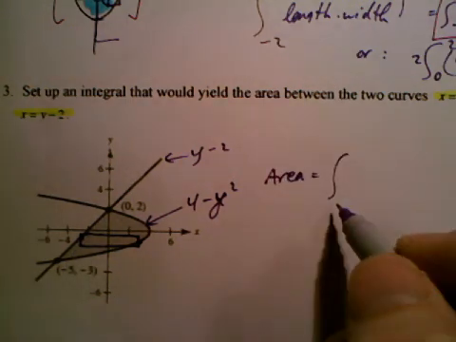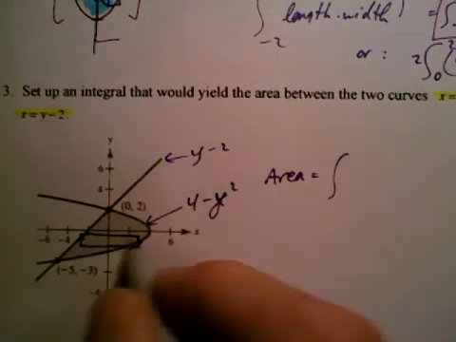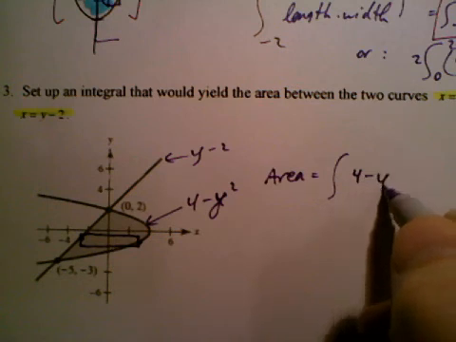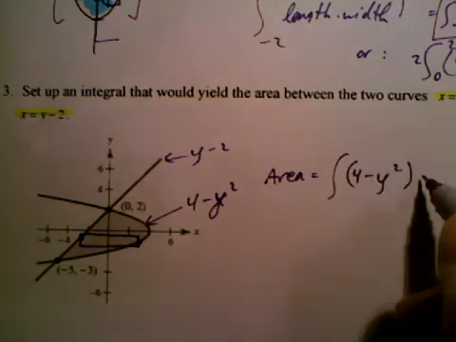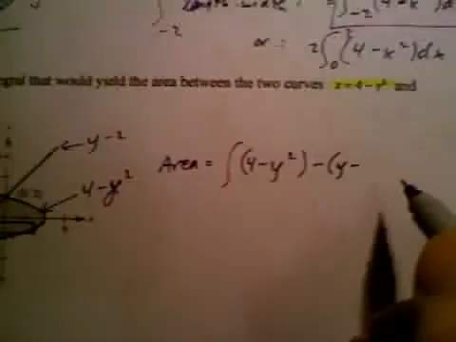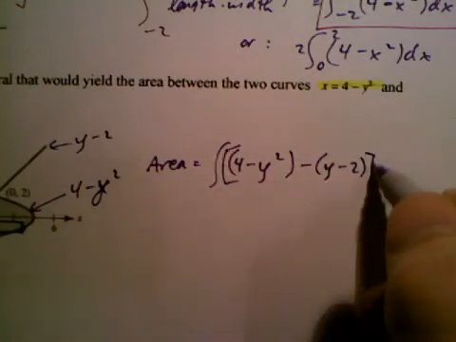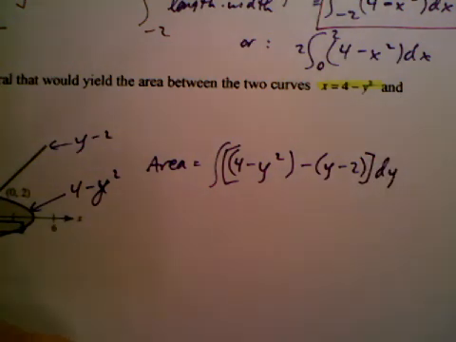Okay, so when we draw a rectangle, remember that the length of the rectangle, so area equals, we'll get to the limits of integration in a second, the length times the width. The length is the right minus the left. So the right curve would be 4 minus y squared minus the left curve, which is, careful with parentheses here, y minus 2. And don't forget the dy, because we're going to go from the lowest point to the highest point. Okay, so we're going from bottom to top.